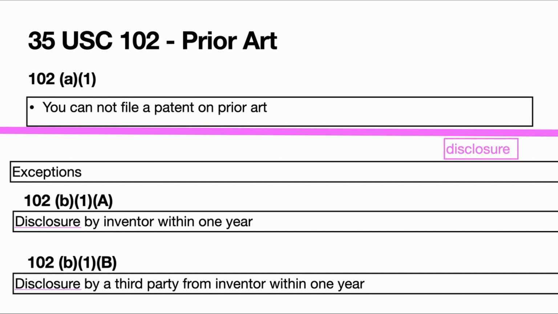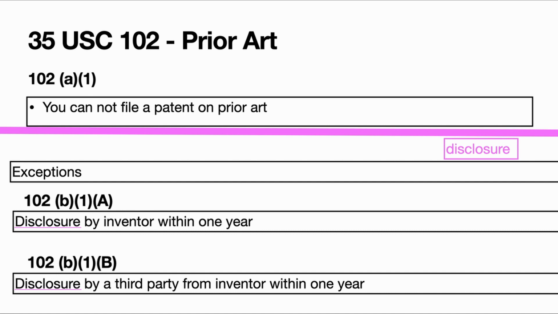102B1A, disclosure by inventor within 1 year. So let's say I disclosed my invention 6 months ago, that's okay. I still have another 6 months to the day to tell the patent office that I wish to put a provisional patent on my thing. However, if I wait 6 months and 1 day, I've waited too long, and I can no longer file my provisional patent.